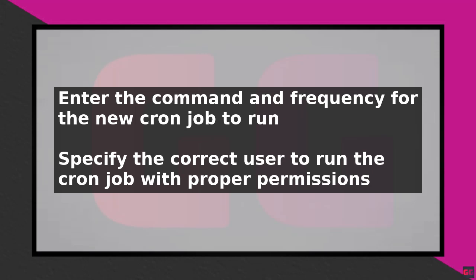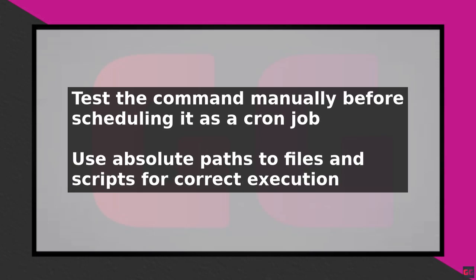The frequency at which the cron job runs is specified using a 5-field format, where the fields represent minute, hour, day, month, and day of the week, respectively. For example, if you want a cron job to run every day at 2 a.m., you would enter 0 2 * * * in the frequency field.